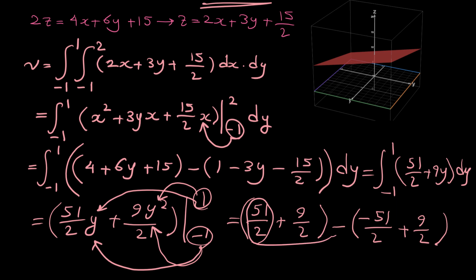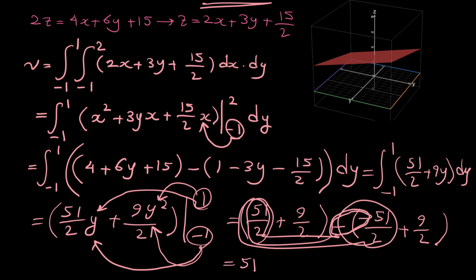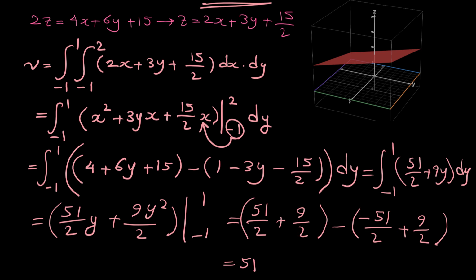51 over 2 plus, attention, minus times minus is plus. 51 over 2 plus 51 over 2 in total is 51. And attention, we have 9 over 2 minus 9 over 2 is 0. So the answer is 51. So the volume of the solid that lies below this plane and is above this rectangle, the volume of this solid is 51.